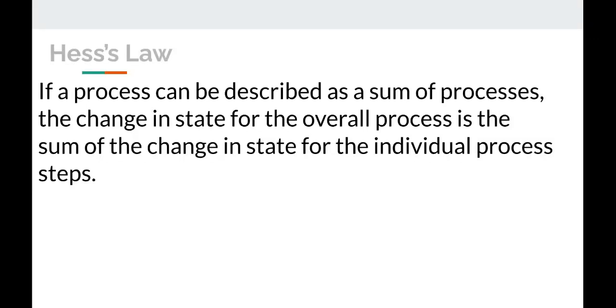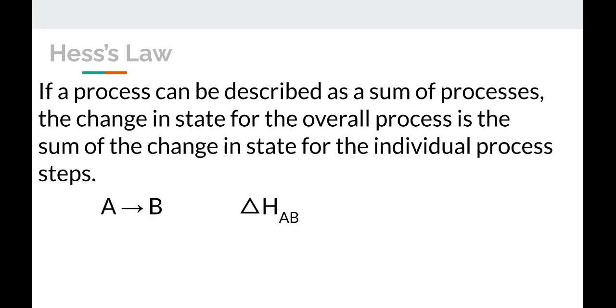Hess's law says if a process can be described as a sum of processes, so you can add 2 processes together, the change in state for the overall process is the sum of the changes in state for the individual process steps. So this goes back to the definition of what a state function is. State function doesn't matter how you got from beginning to end. The change in that state function is still the same. Like latitude and longitude, it does not matter which road you took to get between those 2 positions. The starting and ending point are the same.